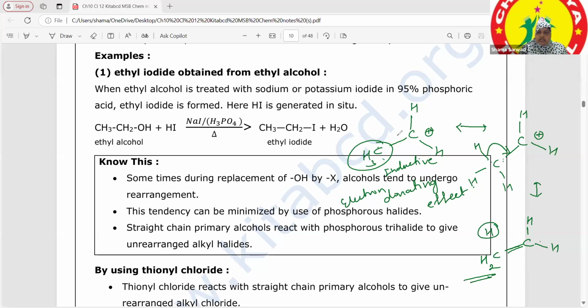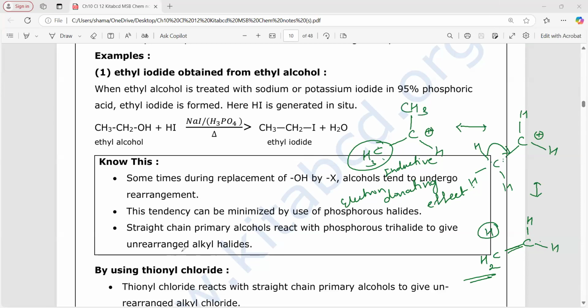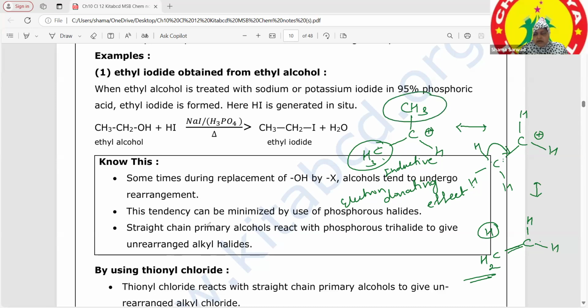But if you go to the secondary carbon, one more CH3 would be there. So in this case, how many hydrogens would be available for hyperconjugation? 6. And if you go to the tertiary, there would be one more CH3, so 9 hydrogens are available for the hyperconjugation effect. Due to the electron donating inductive effect of carbon and the hyperconjugation effect of hydrogen, which is maximum in tertiary, the tertiary carbocation is more stable than secondary. Secondary is more stable than primary. Clear?